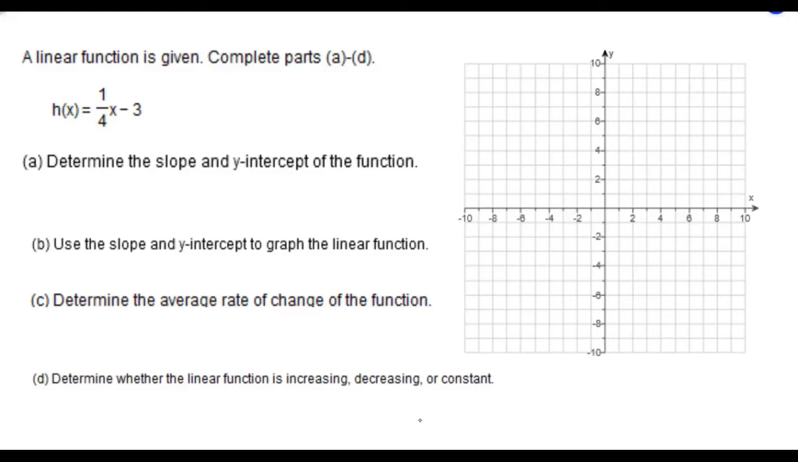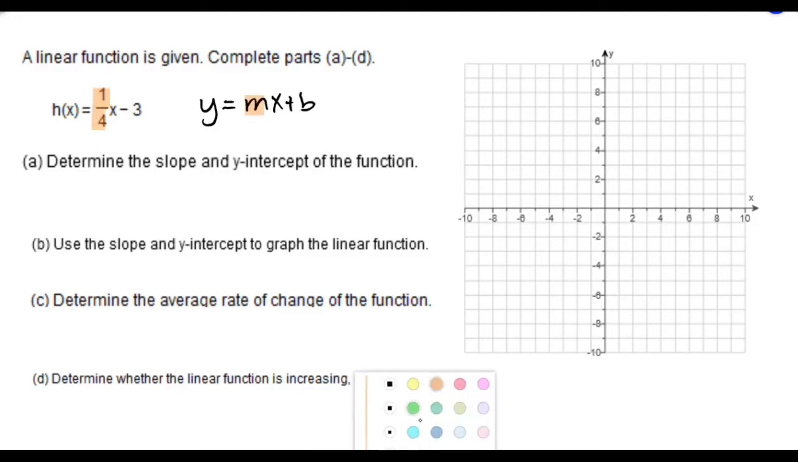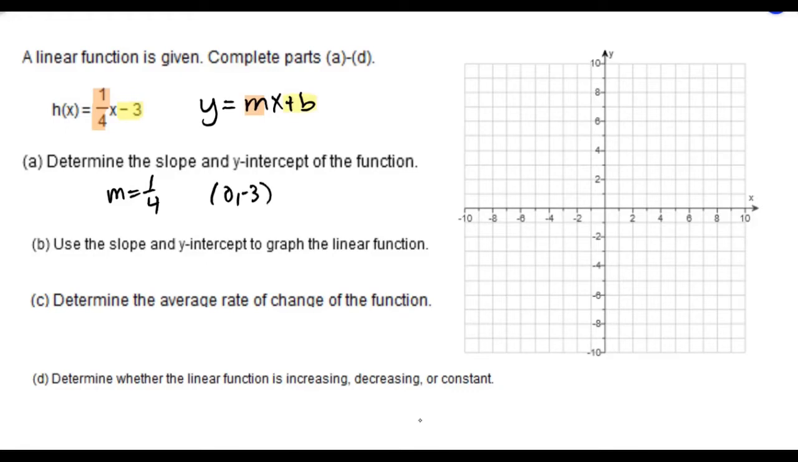This linear function is written in slope-intercept form, y equals mx plus b. So we can determine the slope by looking at the coefficient of the x, and the y-intercept by this constant on the end. So this linear function has a slope of 1/4 with a y-intercept at the ordered pair (0, -3). We want to use this slope and y-intercept to graph the linear function.